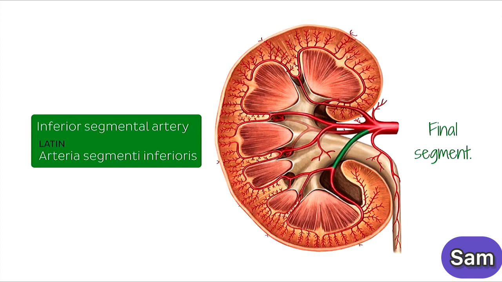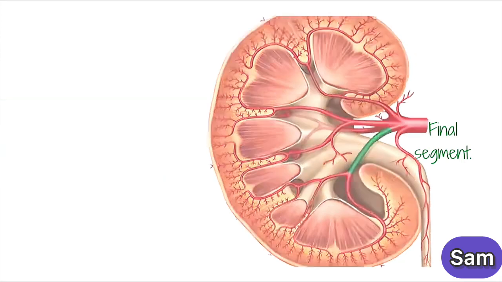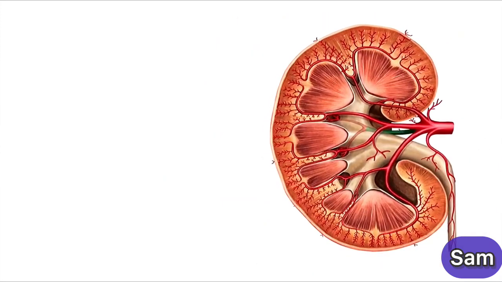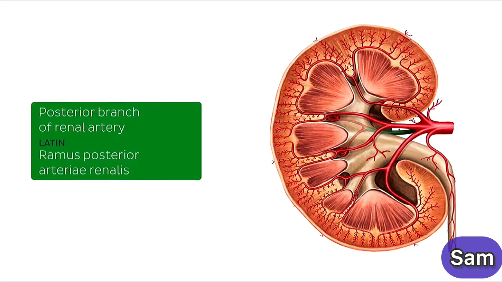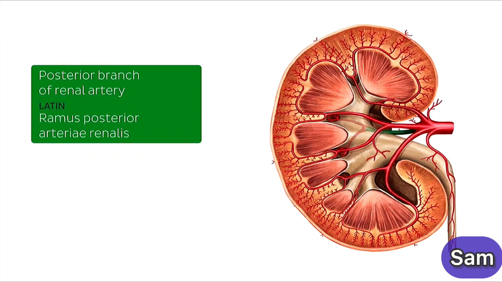Now that we covered all the branches of the anterior branch of the renal artery, it is time for us to move on to, as you can see here highlighted in green, if you remember correctly, the posterior branch of the renal artery. And the posterior branch, or posterior ramus, of the renal artery gives rise to only one segmental artery, which is then known as the posterior segmental artery.